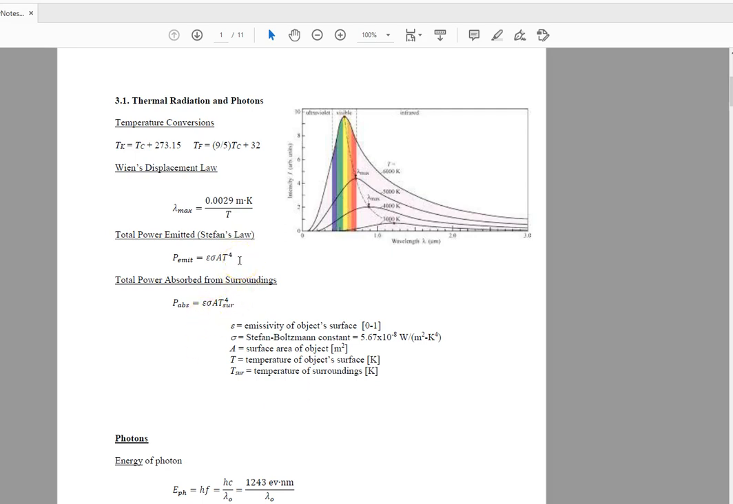Now, I'm going to throw in here something else so we can just talk a little bit about thermodynamics today.